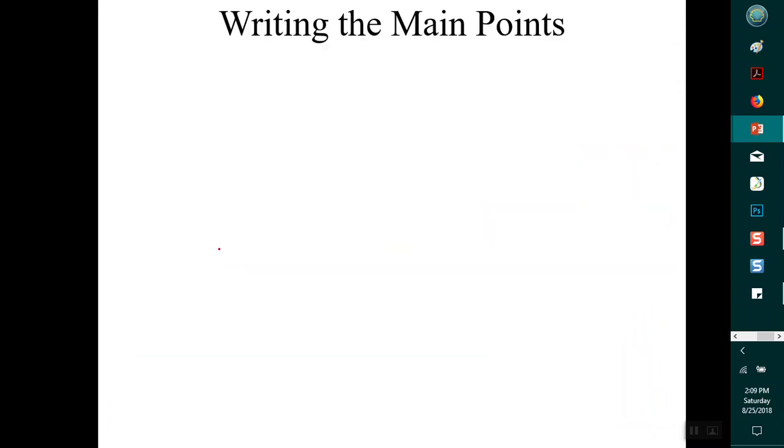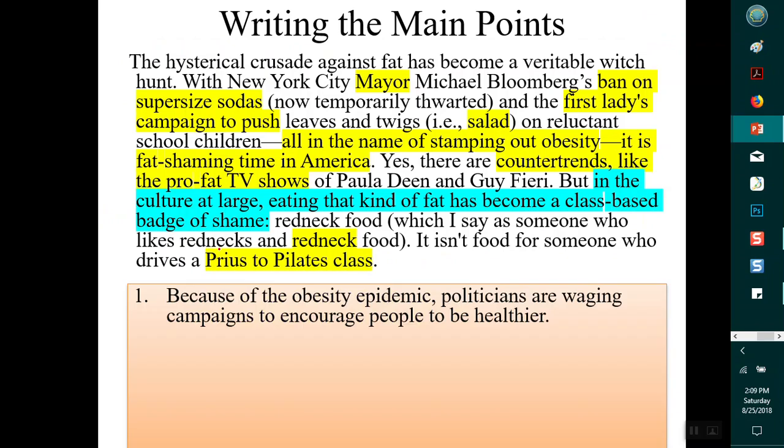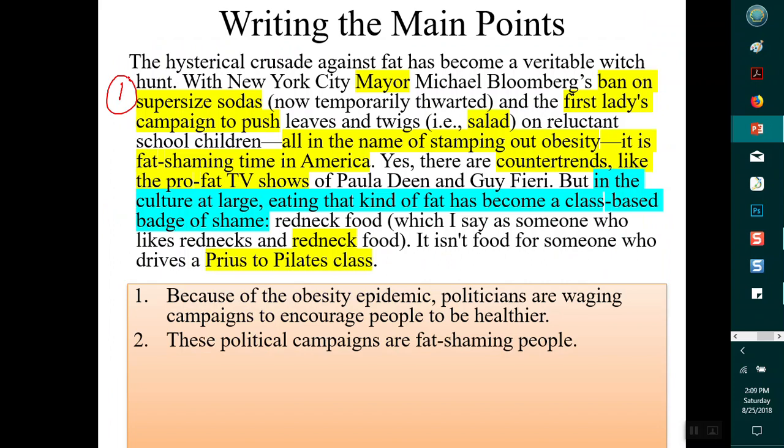So how do I boil this down and rewrite it? Well, here's the paragraph with my highlights. Here are the main points from his essay as a whole. I just think that some of this is in the first paragraph, but this was from the entire article. Number one, because of the obesity epidemic, politicians are waging campaigns to encourage people to be healthier. You can see that where he has the thing about Mayor Bloomberg and the former First Lady. So that's kind of the first point there, rewritten.